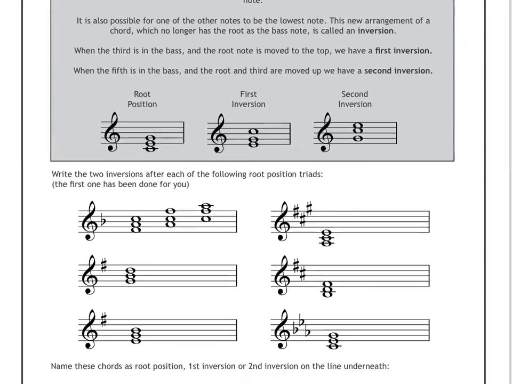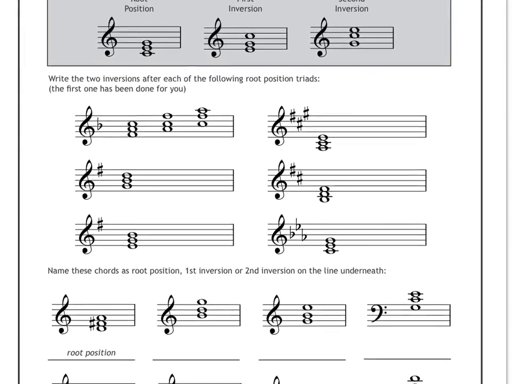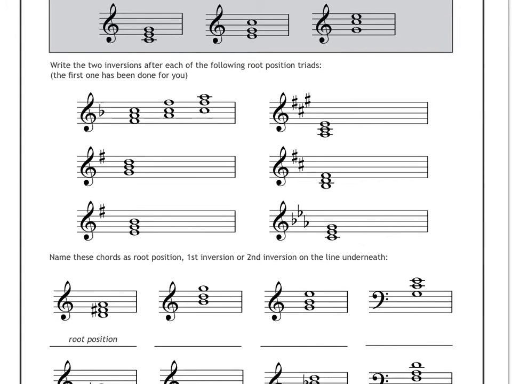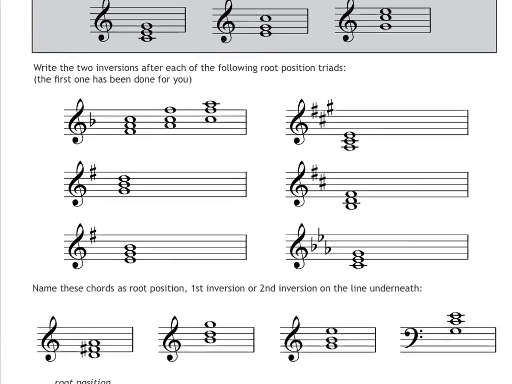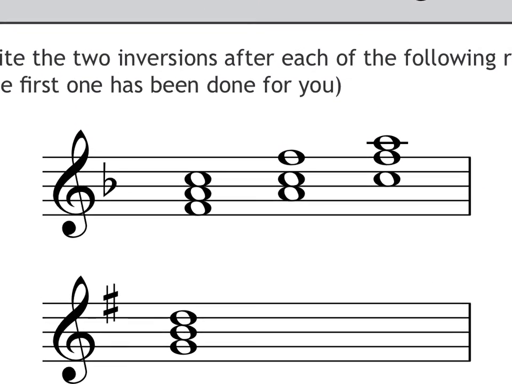All right, so it says, write the two inversions after each of the following root position triads. The first one's been done for you. So let's take a look at example one here. They gave us the key signature of F major. You can see the tonic triad here, the triad built on F. I'm going to zoom in just a little bit so we can look more closely at what's going on. All right. So they gave us the root position triad, F, A, C, and they want us to write the other two inversions. So essentially, make the third the bass note, or the lowest pitched note.